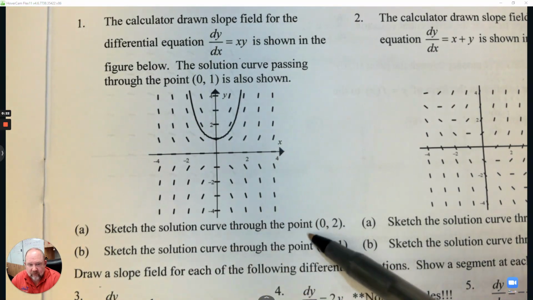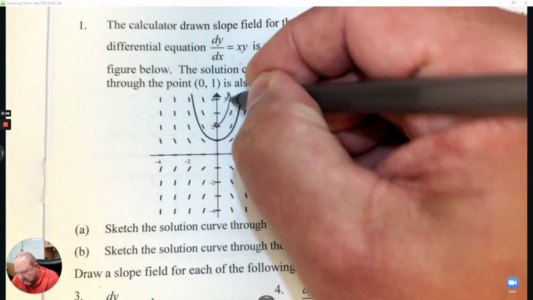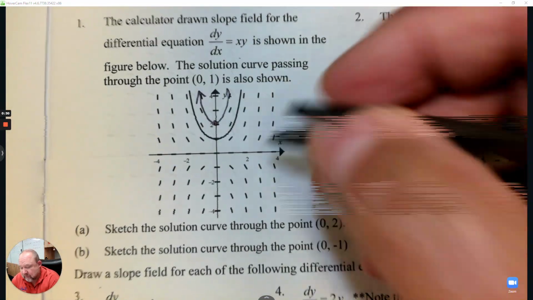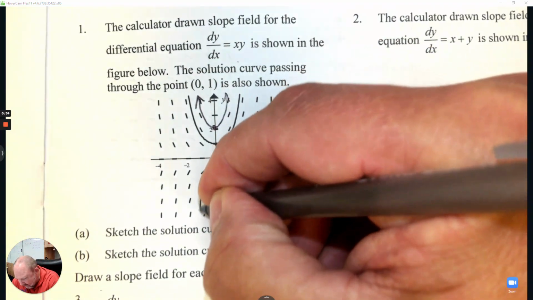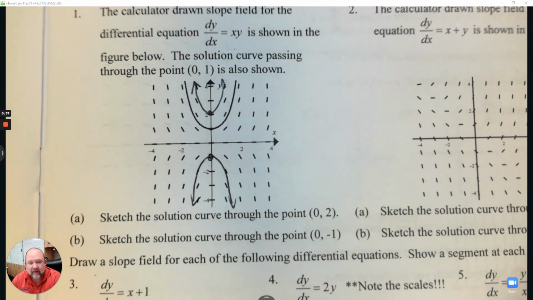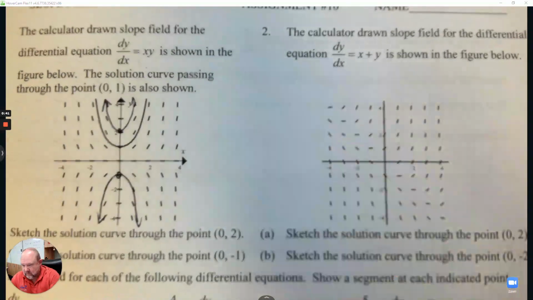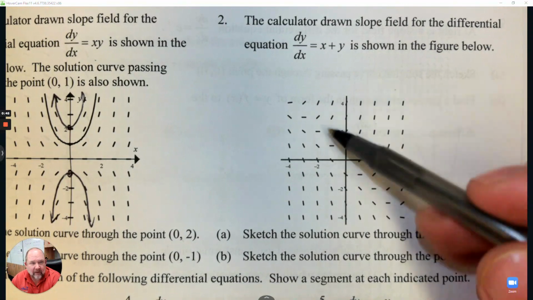So sketch the solution curve through (0, 2). So here's 2, and then if you follow it to the right, if you follow it to the left, you have your answer. Try it for (0, -1). Well, if I follow that to the right, if I follow that to the left, you can see what picture that creates. Here on this side, that was it for that. x plus 1, it's shown here.